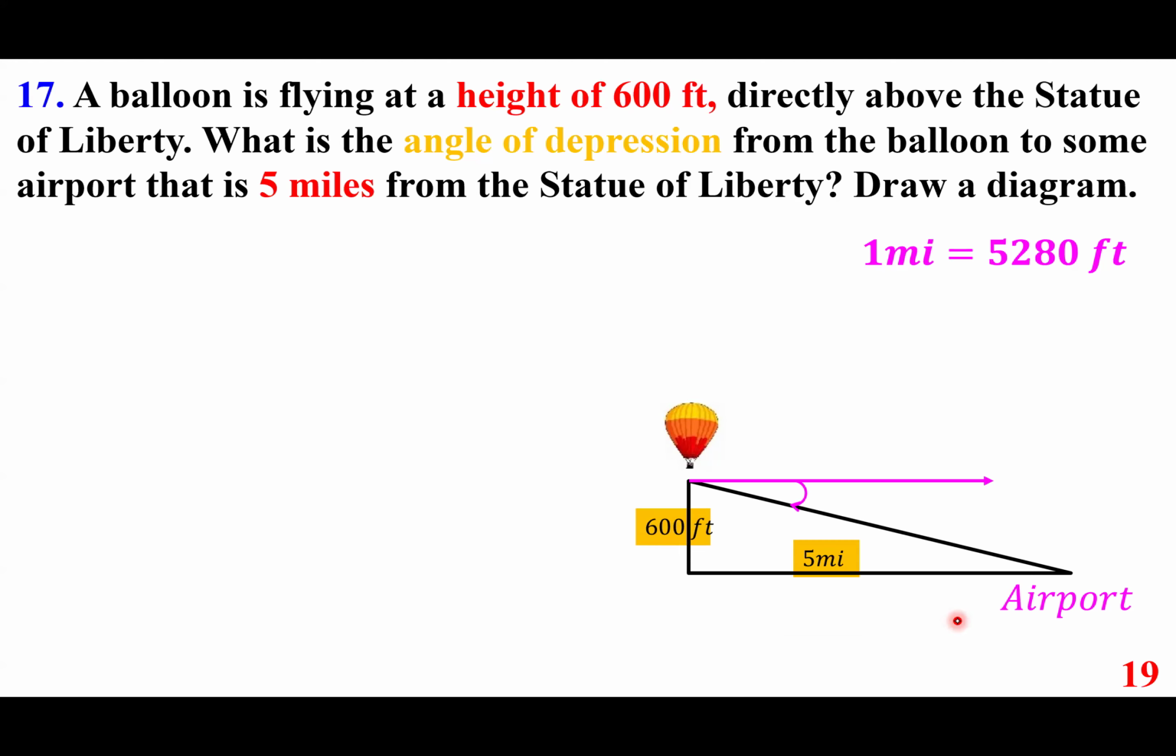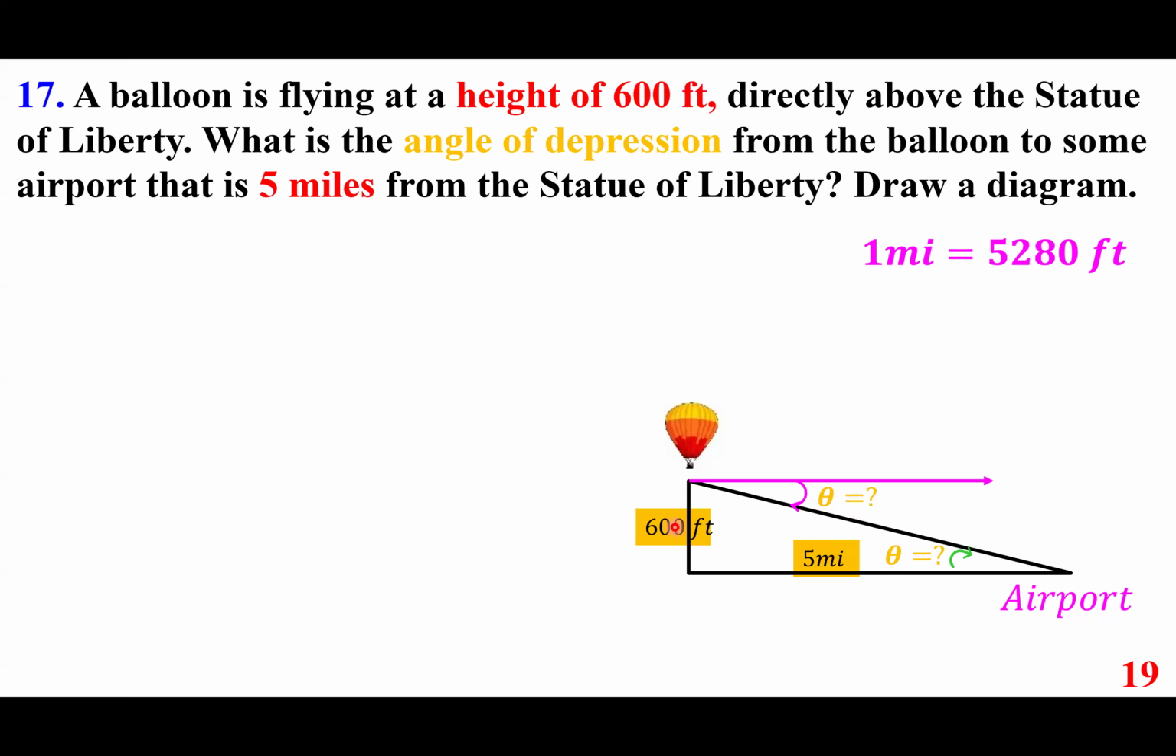This angle is the angle of depression, which is the same as this angle. So we want to find this one, because those two are equal since these two lines are parallel. So they are alternate interior angles as far as terminology is concerned.